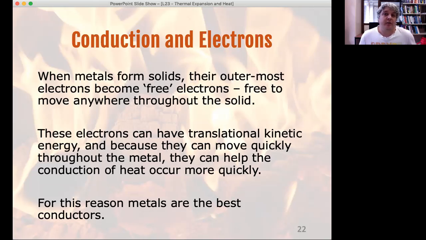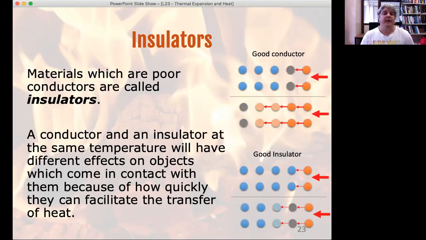Because those electrons are small and free to move anywhere, they can take some of that kinetic energy and move all the way down the other end of the object and bounce into an atom down there and heat up that end of the object. So electrons just help that conduction occur quicker. It still occurs without the electrons, but it occurs more quickly with the electrons. For that reason, metals are the best thermal conductors.